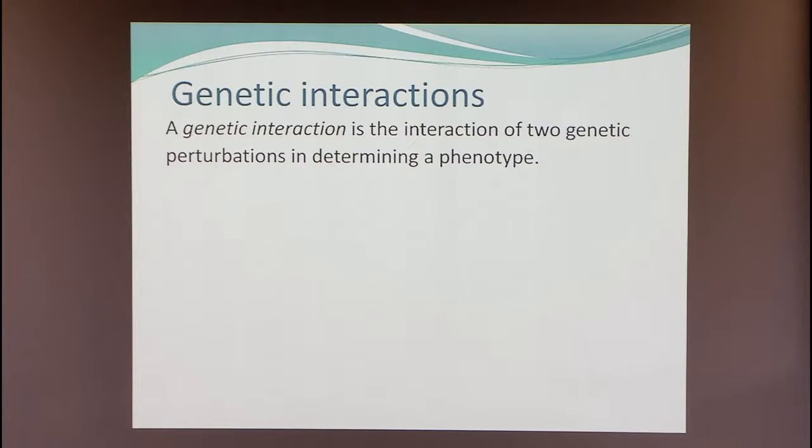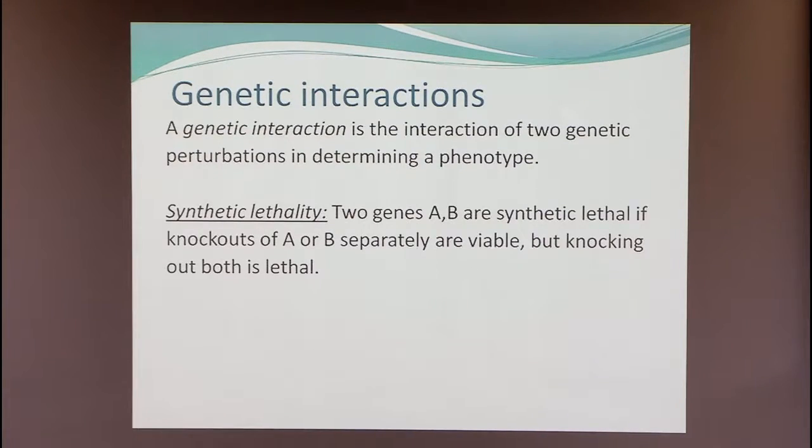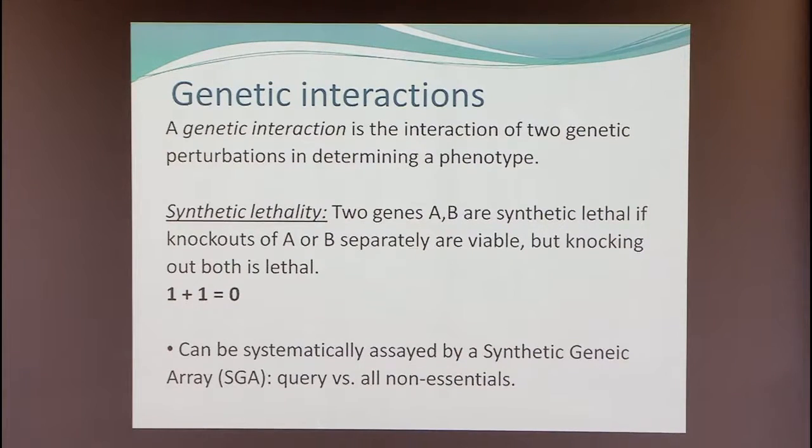So again, the specific genetic interaction we will talk about happens when you knock out each of two genes separately, and nothing happens. When you knock out both of them, the cell dies. So it's like binary arithmetic, 1 + 1 = 0. And there are high throughput technologies that allow us to detect those interactions. And of course, the question is what we can do with these genetic interaction networks.